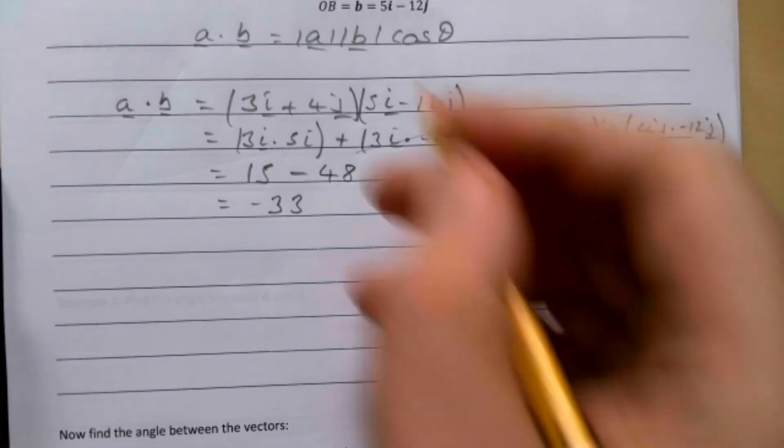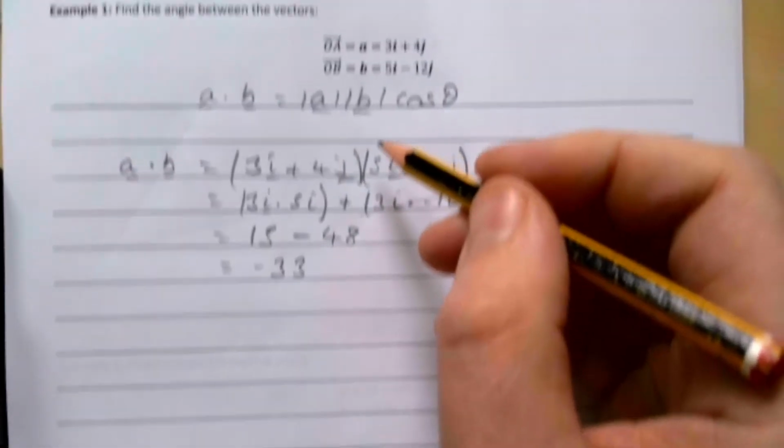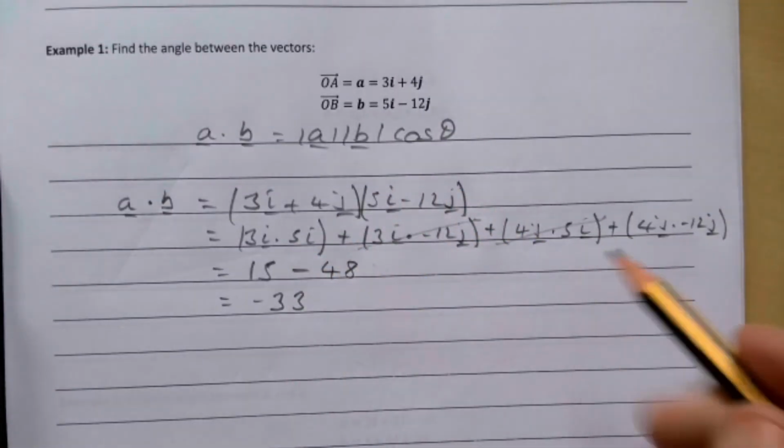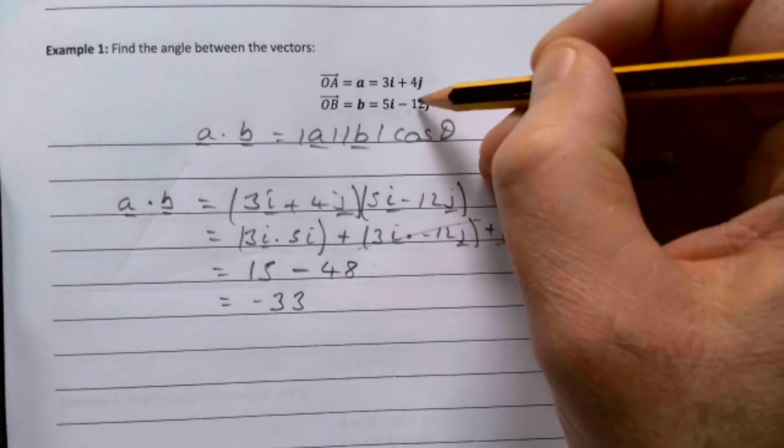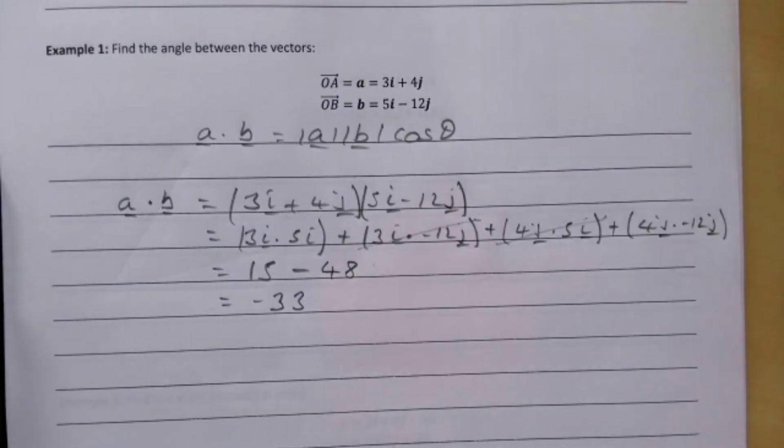That's all you really do whenever you're trying to work out the dot product. You don't need to go through this whole big rigmarole, you just do 3 times 5, 15, take away 48, and so the dot product is minus 33.